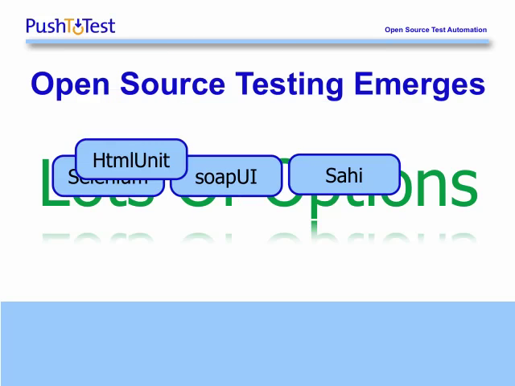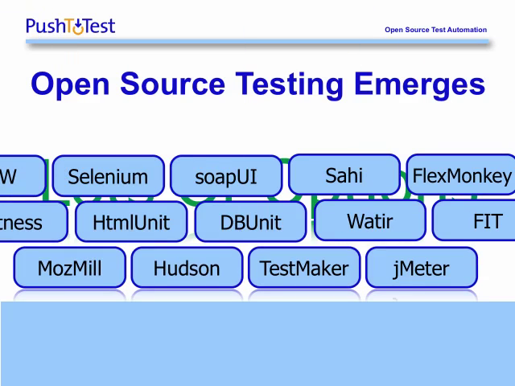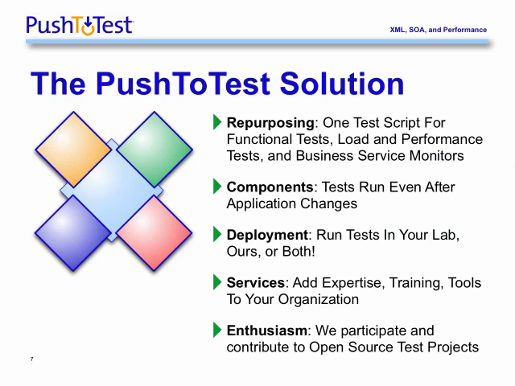At the same time that the proprietary test tool vendors are falling behind, open source testing has emerged to provide you with a lot of different options. The push-to-test solution comes in 5 parts. Take a single test script and repurpose it to be a functional test, a load and performance test, or a business service monitor. We believe in a component methodology.